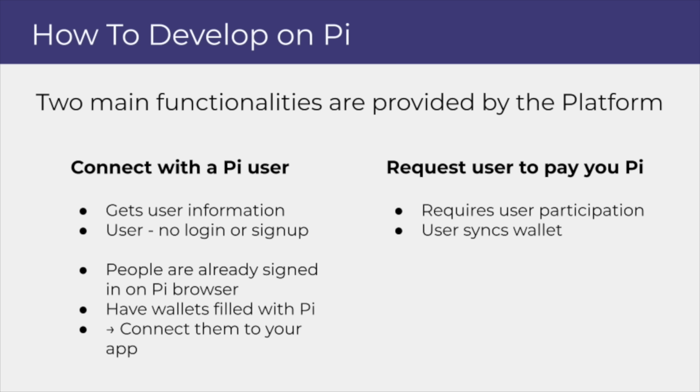And then the second functionality is payment functionality. This is the ability, at the moment, to request a user to pay you or to pay the application in Pi. And that request will sync directly to their wallet, which we call the Pi wallet. And you'll be able to walk them through the payment process in order to facilitate that.